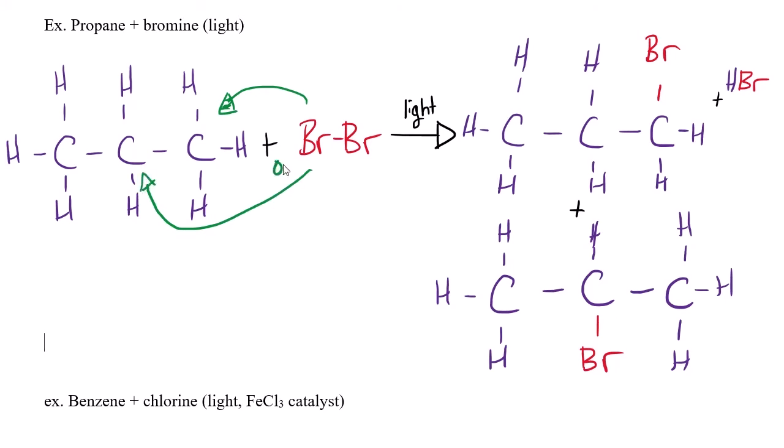So these are possibilities, right? There are two possibilities that will happen. And so people will sometimes ask, okay, well, there are two possibilities. Well, which is the one that's going to happen? And like we said before, the answer is both. Both will happen in some ratio. So my two products then would be 1-bromopropane and 2-bromopropane.